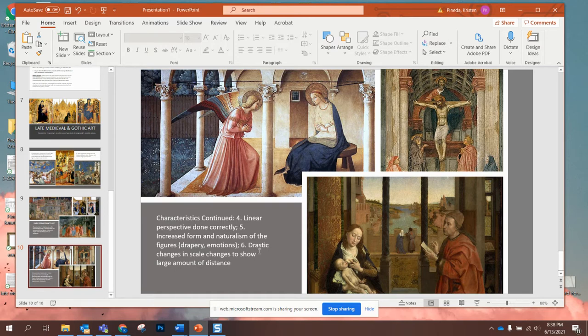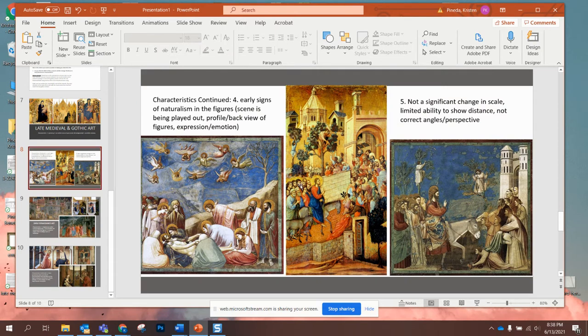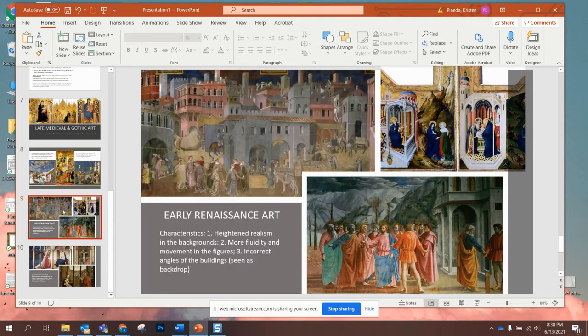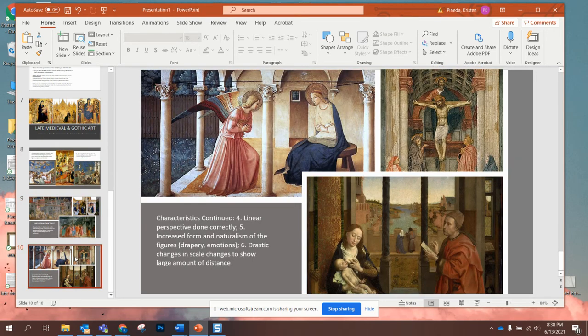But then also, number 6 says drastic changes in scale to show a large amount of distance. So while in late medieval and Gothic, it was very limited and it kind of looked like everything was on top of one another, then in early Renaissance, they started perfecting the idea of space, but it had that stacked feel. Well, by the end of the early Renaissance, we're seeing paintings that have a clear difference in size. So we're having very, very tiny things in the background, which helps add to that realism, and their understanding that when things recede further in space, they get much, much smaller.